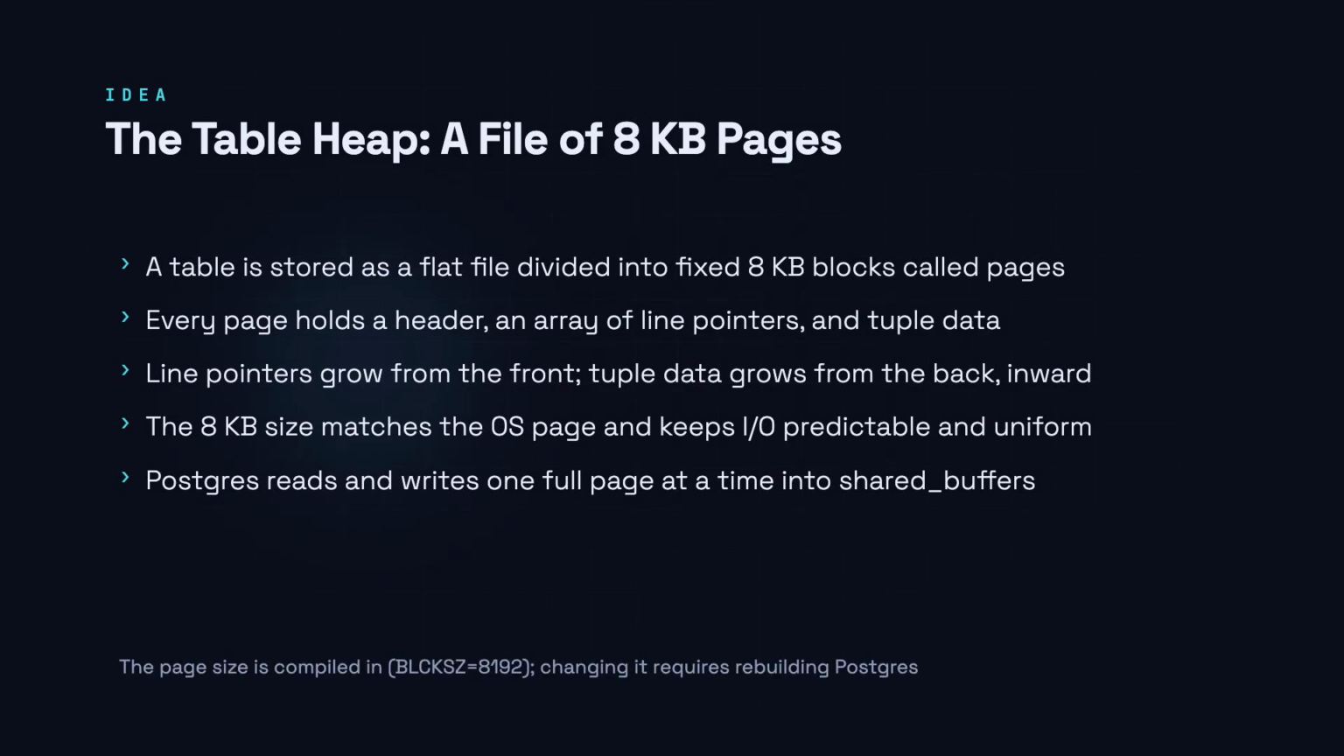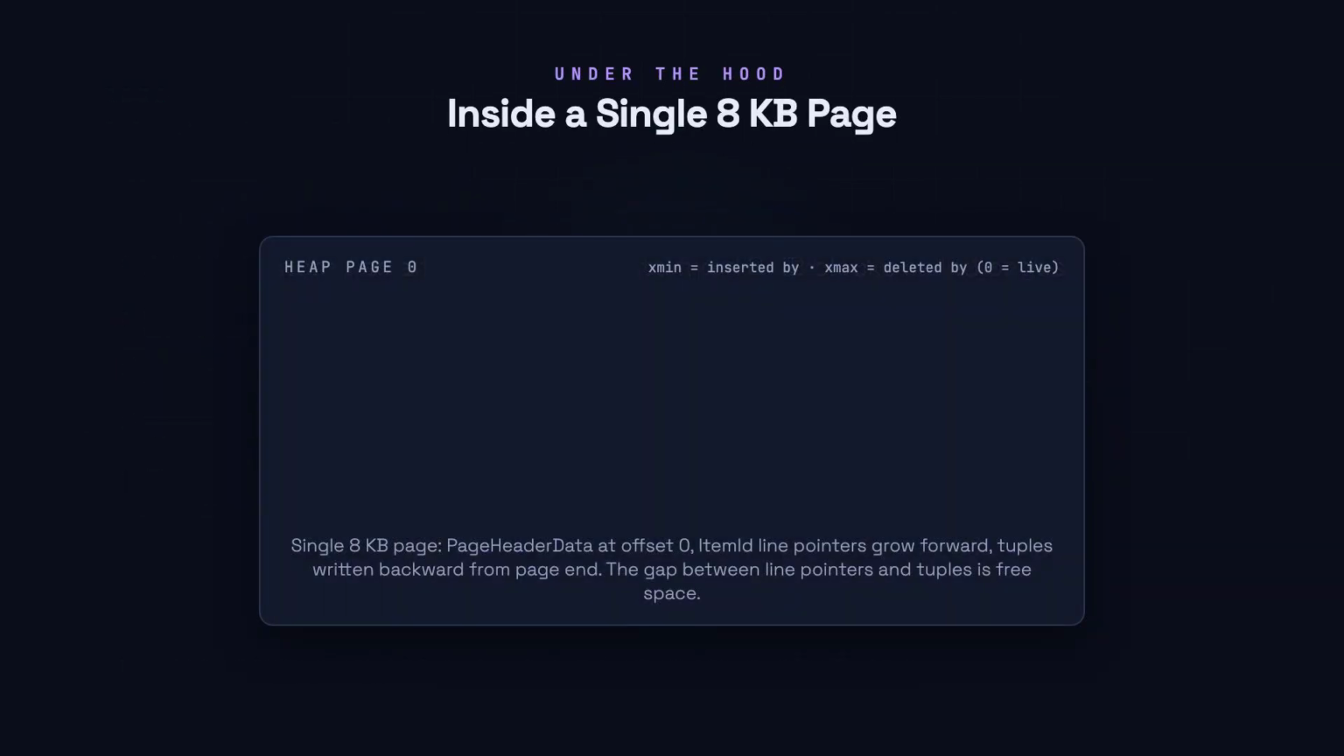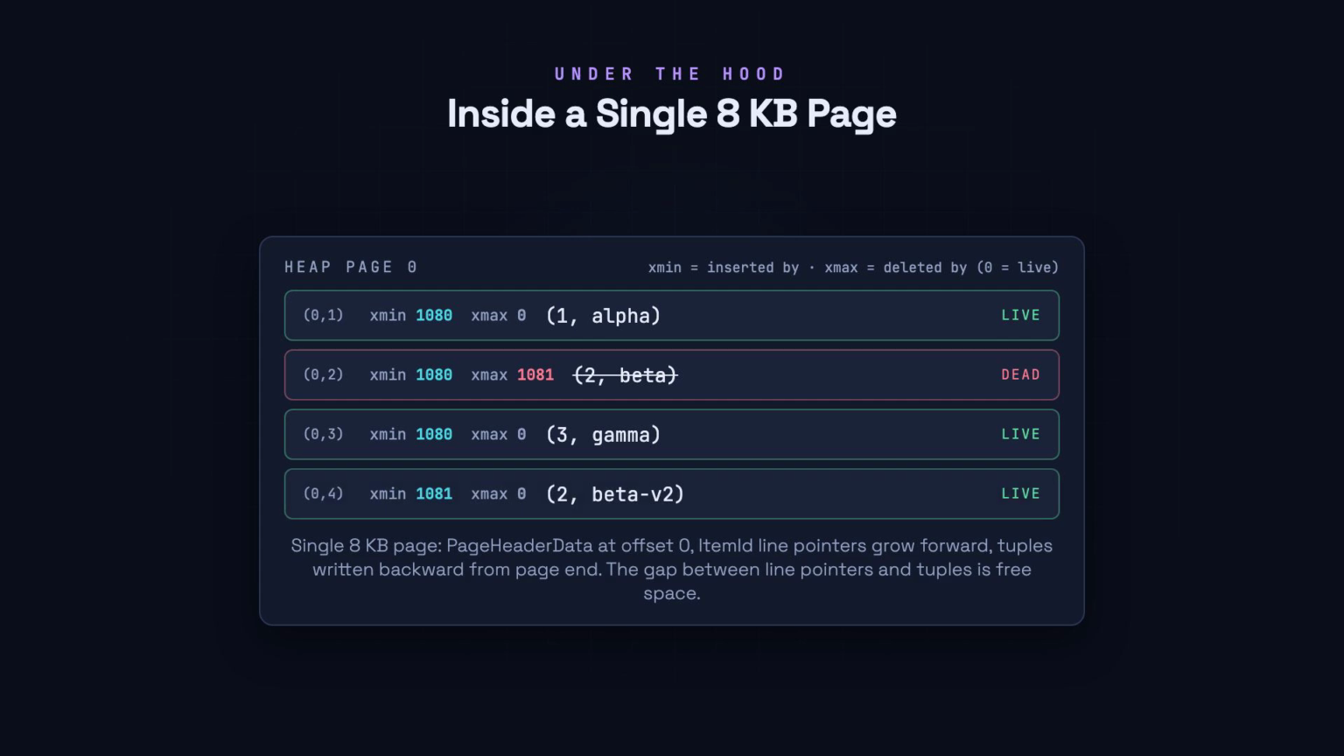A table heap is simply a flat file that Postgres slices into 8 kilobyte pages. Each page is self-contained: a header describes the page, line pointers index each tuple, and the tuples themselves pack in from the opposite end. When transaction 713 updates row 2, Postgres does not overwrite the old tuple. It sets Xmax on the original to 713 and writes a brand new tuple at the next free slot. Both versions coexist on the page until vacuum reclaims the dead one.